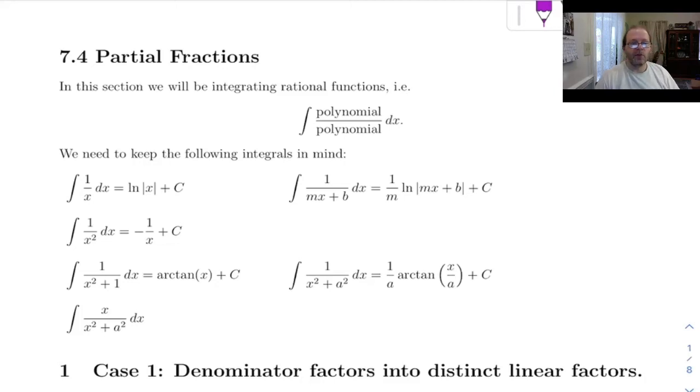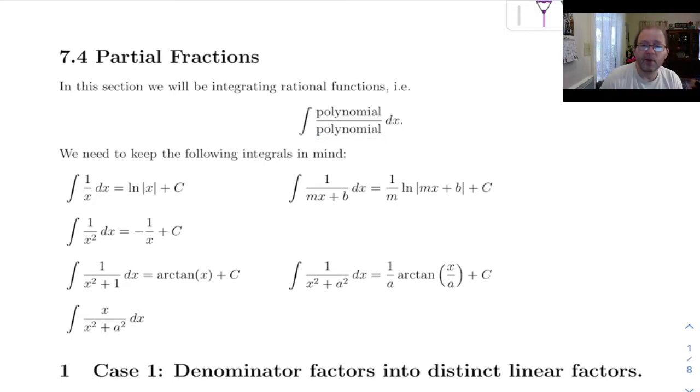Section 7.4 is on partial fractions. The techniques we're going to use in this section are useful for integrating this type of integral, where you've got the integral of a rational function. Now, we already know how to do integrals of some rational functions if the denominator is sufficiently simple.